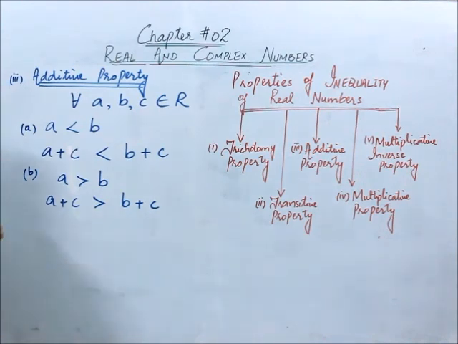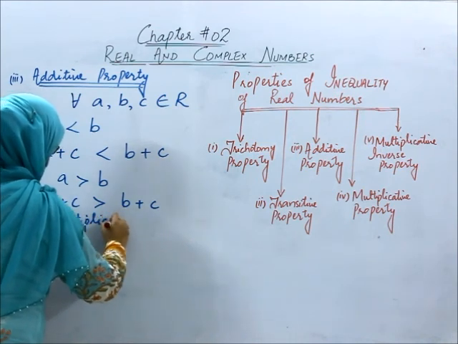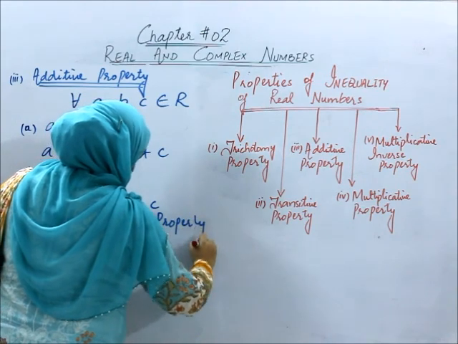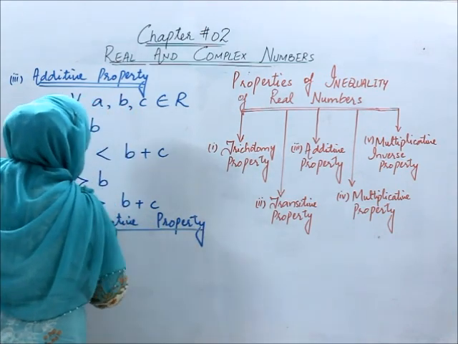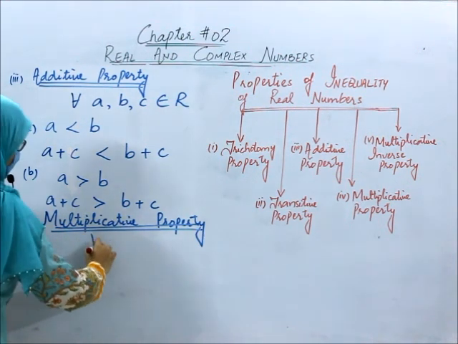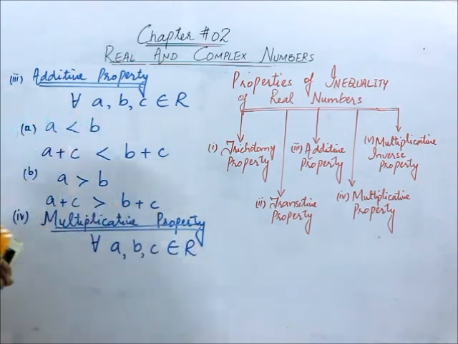Now we are going to study the fourth property, that is the multiplicative property. Now this is a very important property, the multiplicative property. Till now, adding a number on one side or multiplying a number on one side was not affecting the equation, or adding some number in the inequality was not affecting it. But the multiplicative property says that for all a, b, c which belong to the set of real numbers, what does the multiplicative property say?